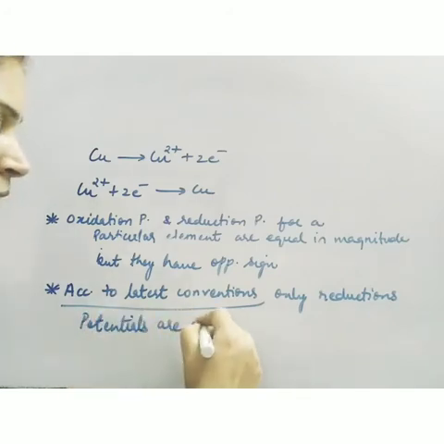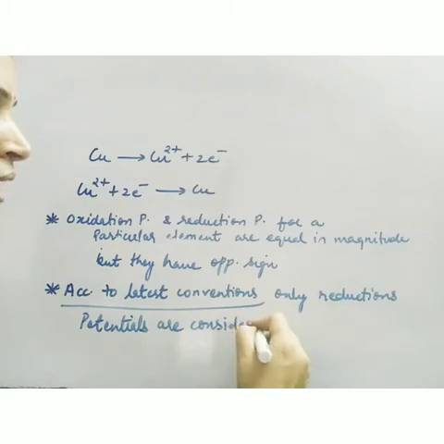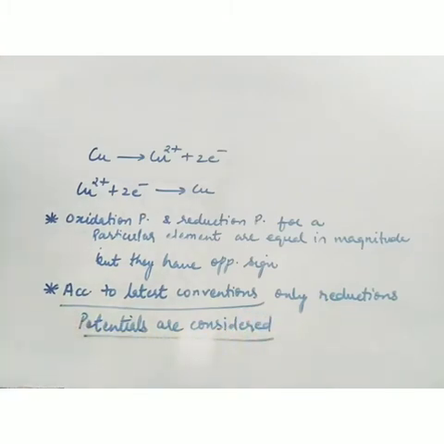Okay, only reduction potentials are considered. So we measure only reduction potentials. Now suppose an element has higher reduction potential, then its oxidation potential will be very low. We can say that if reduction potential is more, then that element has more tendency to get reduced. If the reduction potential is less, then that element has more tendency to get oxidized.